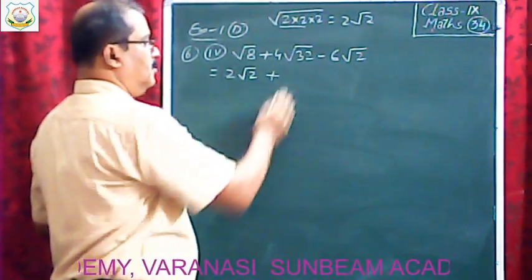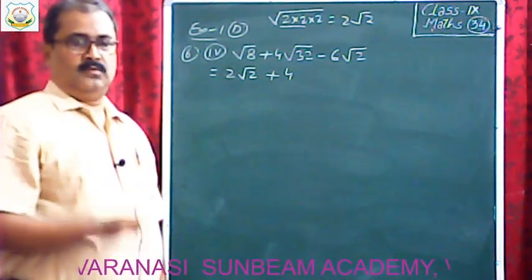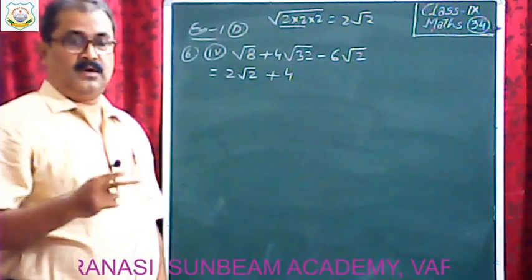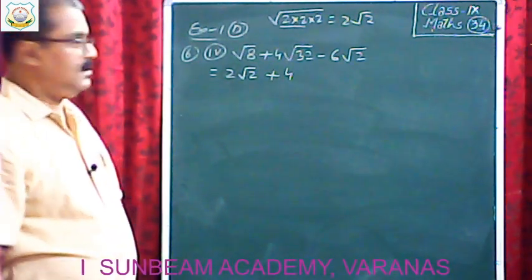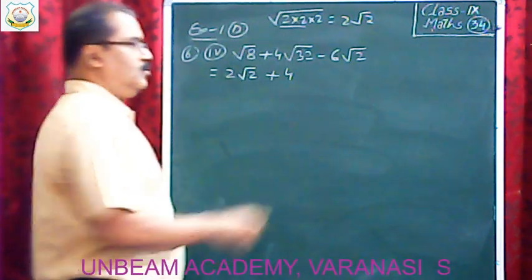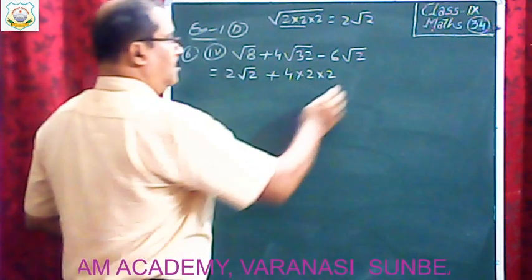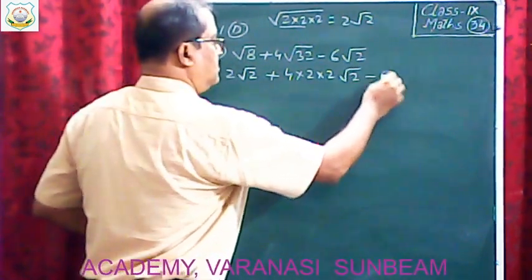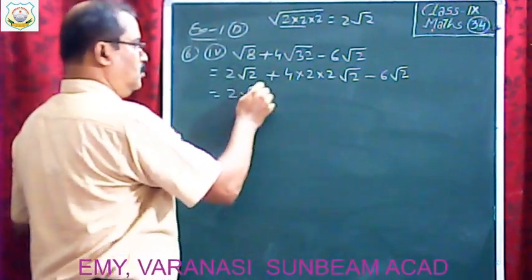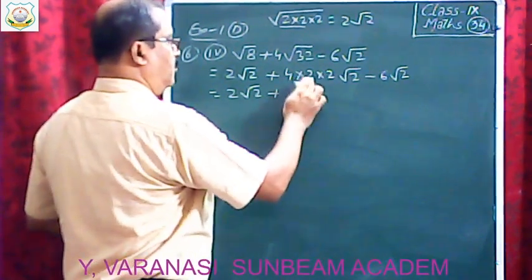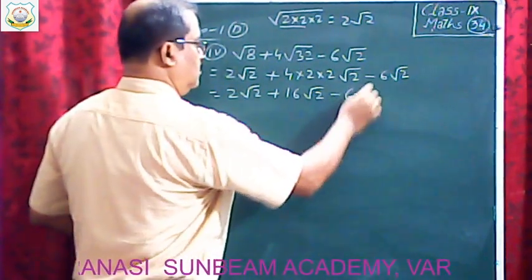Plus 4 square root 32. 32 means 2 to the power 5, we get pair of 2 2's and 1 2 is unpaired. So from a pair of 2 2's, take out 1 from a pair of 2 and root 2 left, minus 6 root 2 as it is. So finally 2 root 2 plus 4 into 4 root 2, that is 16 root 2, minus 6 root 2.